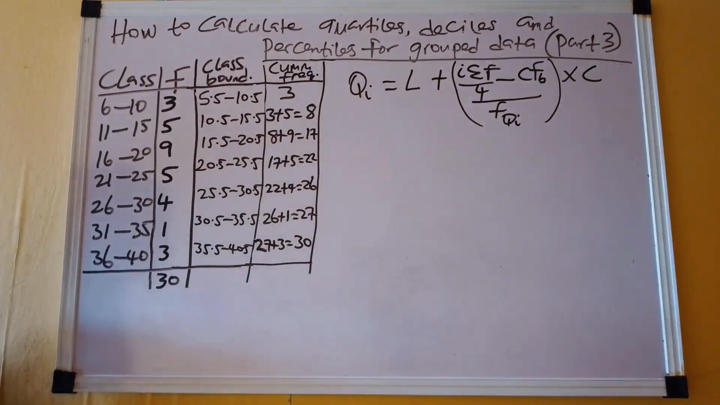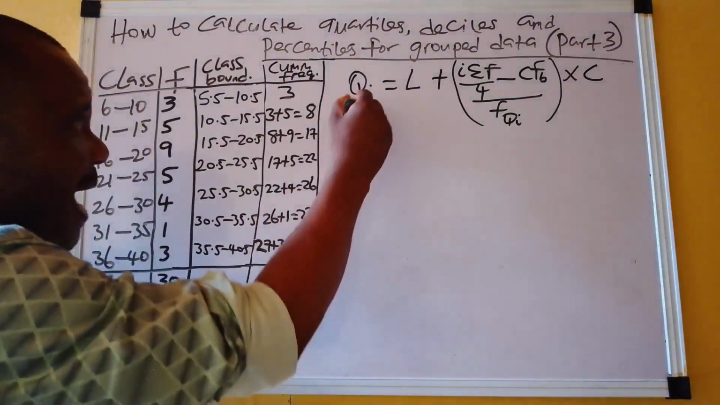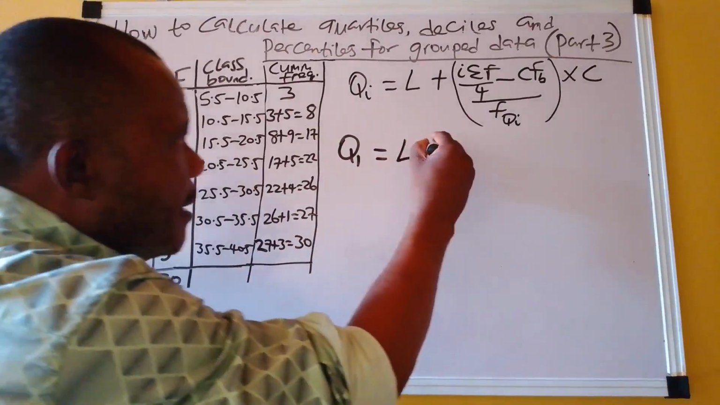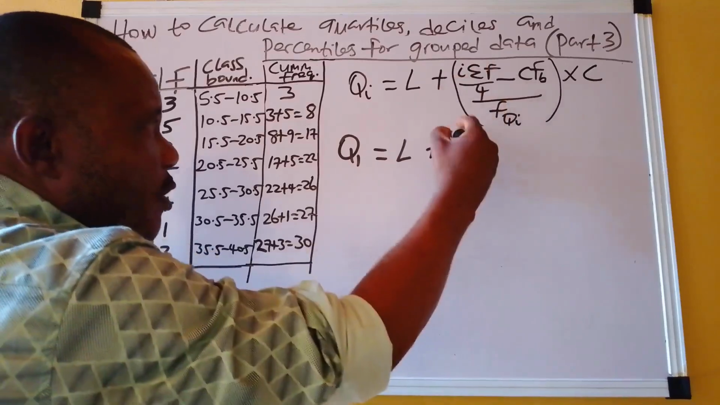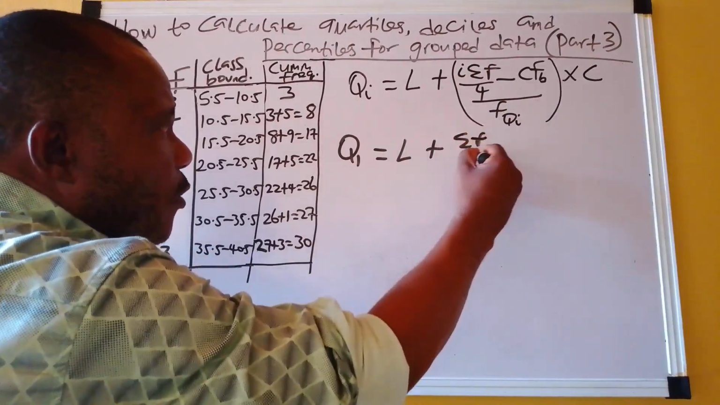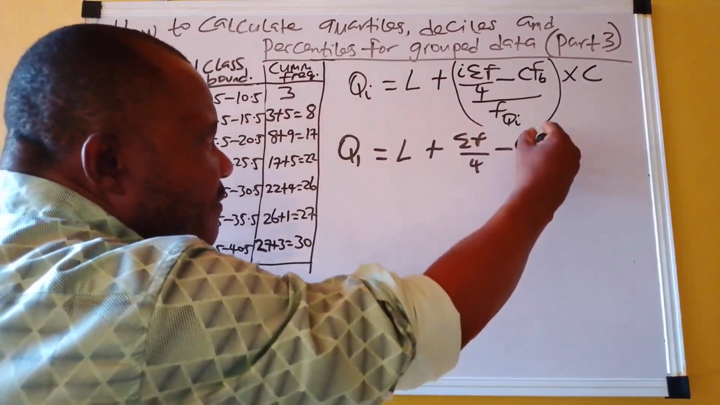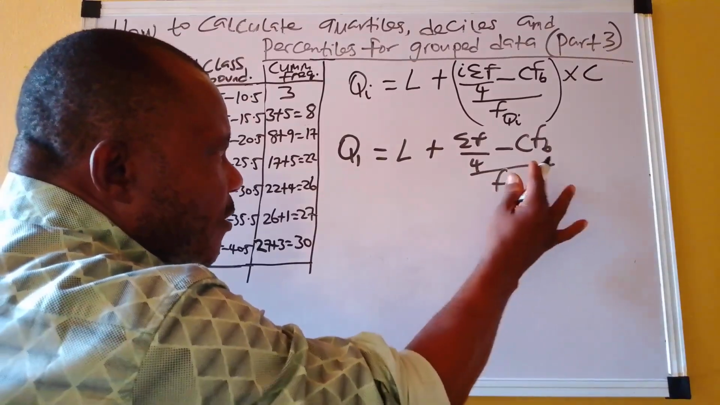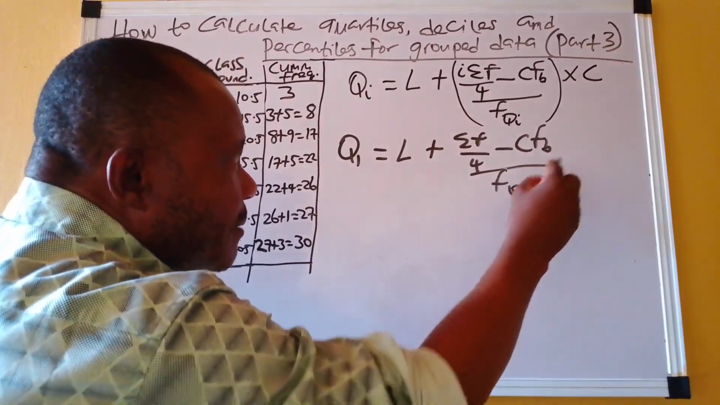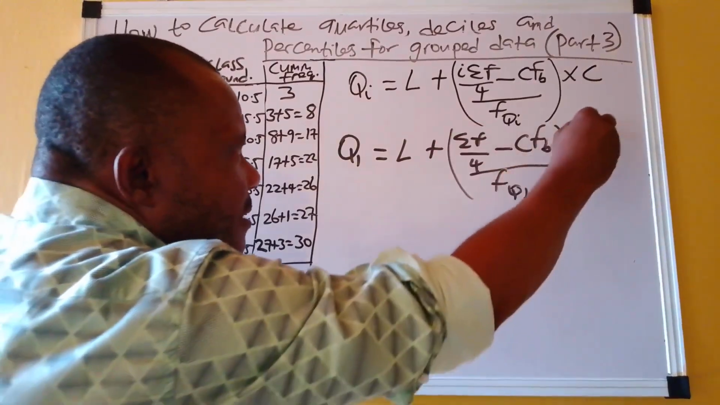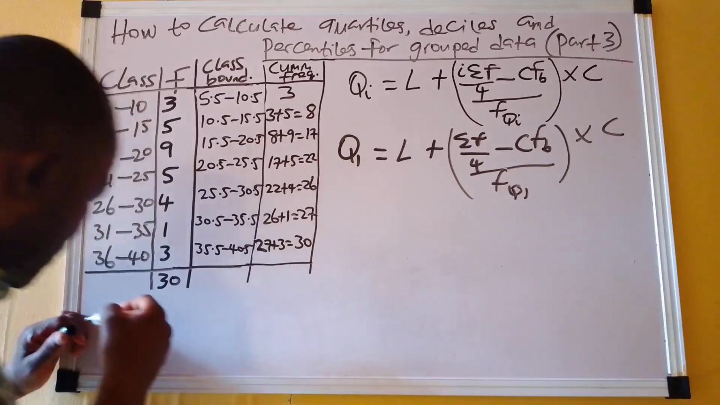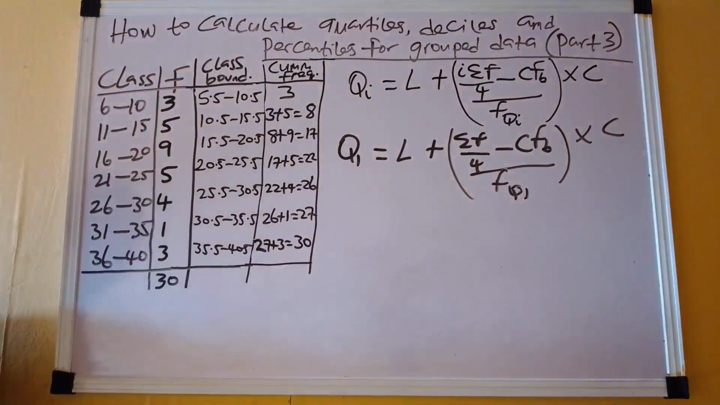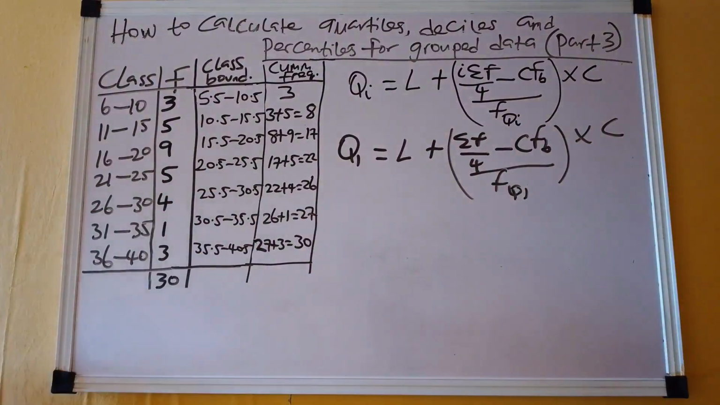Our first quartile, Q1, is equal to L plus 1 times summation F, summation F all over 4, minus the cumulative frequency before that class, all over the frequency of the first quartile class Q1, then times C. So you have to have this. This is now the formula for calculating the first quartile.